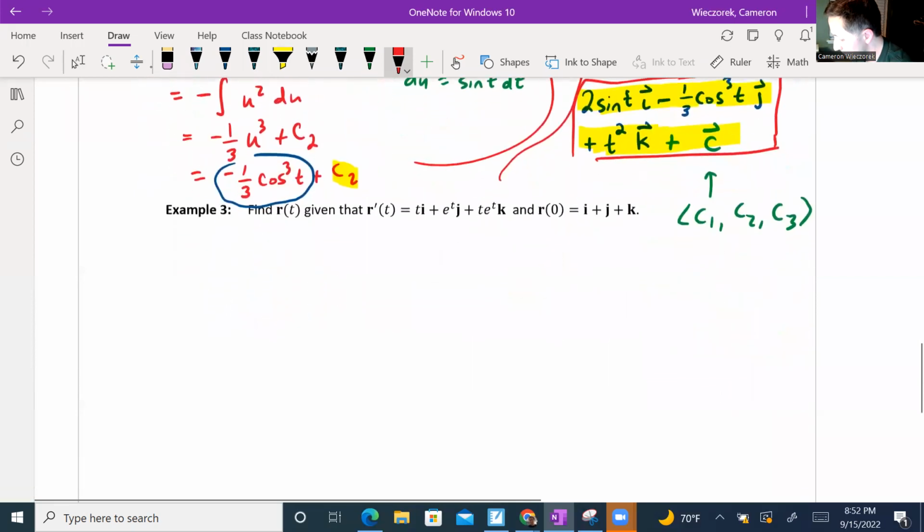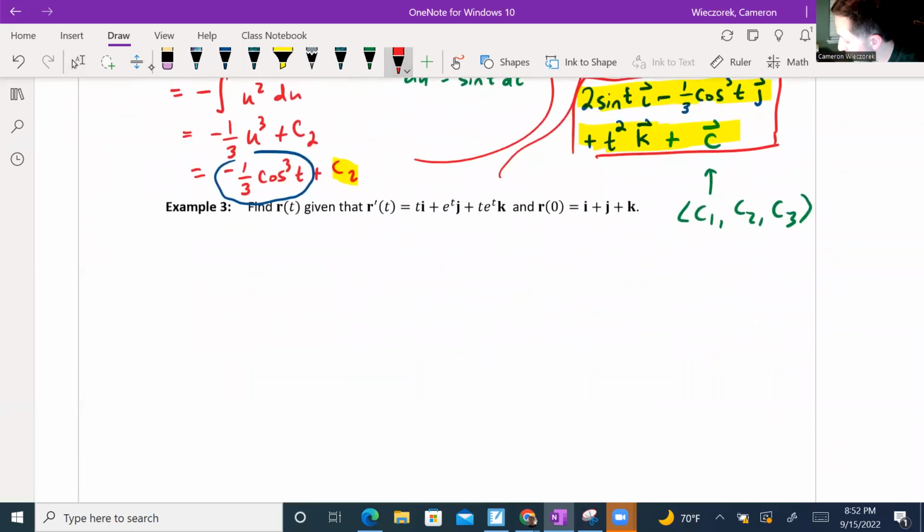Okay, last one. You can also solve these problems if they give you an initial condition. So in other words, you can solve for c1, c2, and c3. So let's end with one of those. Find the original space curve r of t, given that the tangent vector is given by t i plus e to the t j plus t e to the t k, given that the initial value r of 0 is i plus j plus k. So in other words, they're telling you an initial condition.